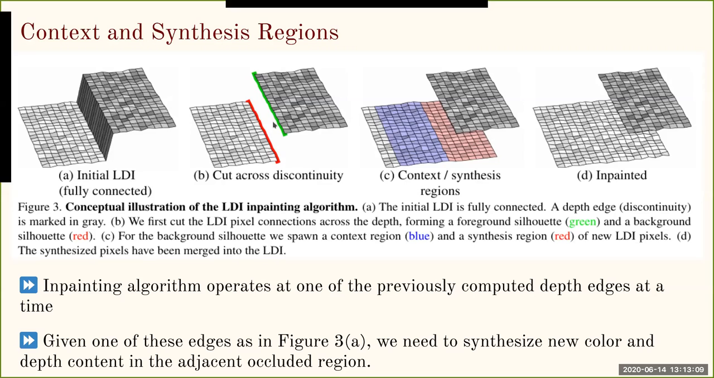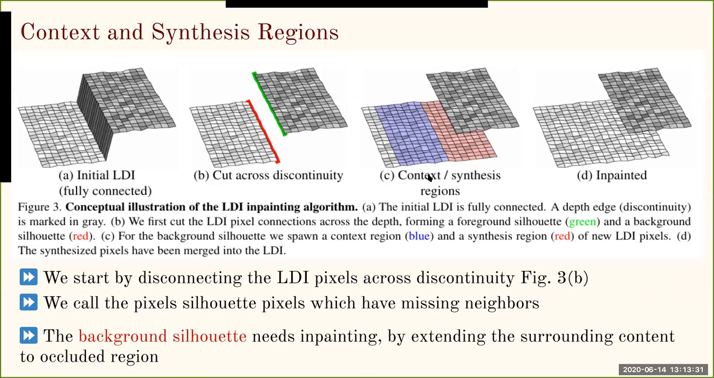I have given an overview of this. Inpainting algorithms operate on one of the previously computed depth edges at a time, and one of these edges is shown here. We need to synthesize new colors for this background content, which is the adjacent occluded region. So this is the occluded region.